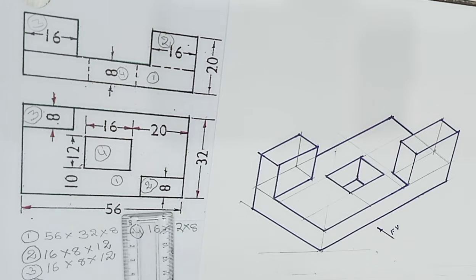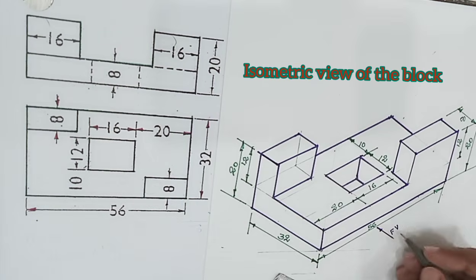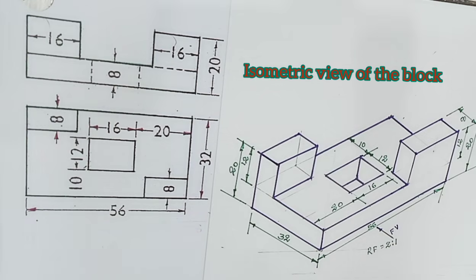Now we have to do the dimensioning. The dimensioning of the isometric view is also completed. That's about converting orthographic projections into the isometric view of the given block. I hope everyone understood well.